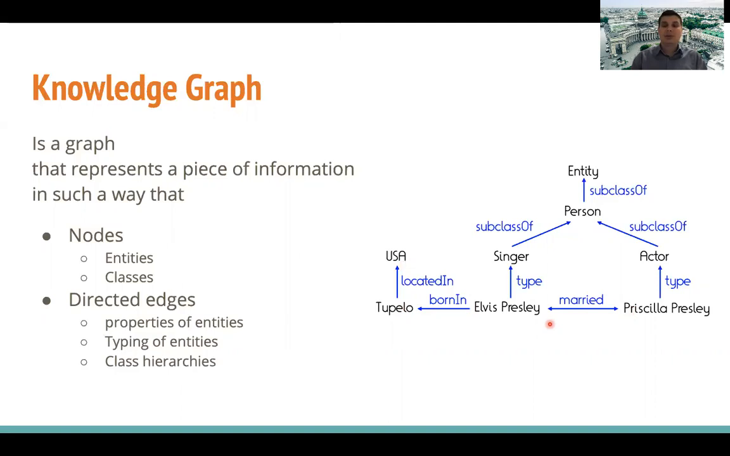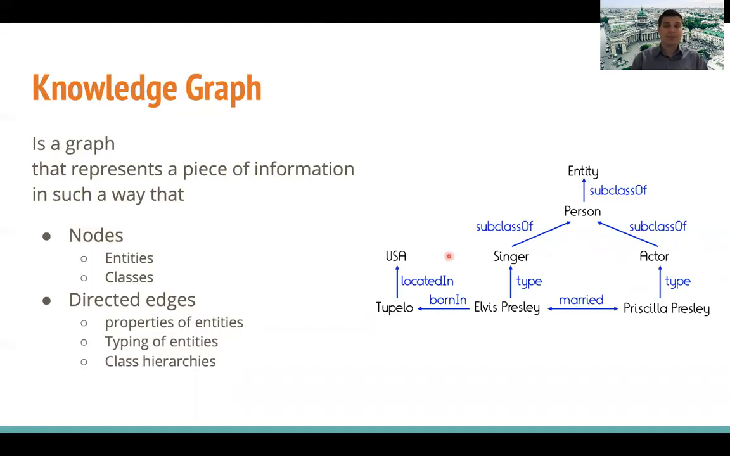Edges also represent typing of entities, so Elvis Presley is of type singer, Priscilla is of type actor. Edges also help to form class hierarchies, so singer is a subclass of person, actor is a subclass of person, and person is a subclass of entity.